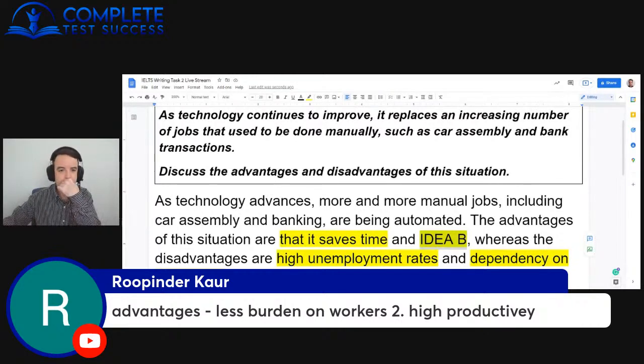However, we already put in it saves time. So if we're going to go high productivity and saves time, those are too similar. When we try to describe them, it'll be difficult, and when we try to develop them, our development will be pretty much the same. So high productivity is fine. It saves time is fine, but I don't want to use both of those together, because I think when we try to develop them, they'll be too similar.